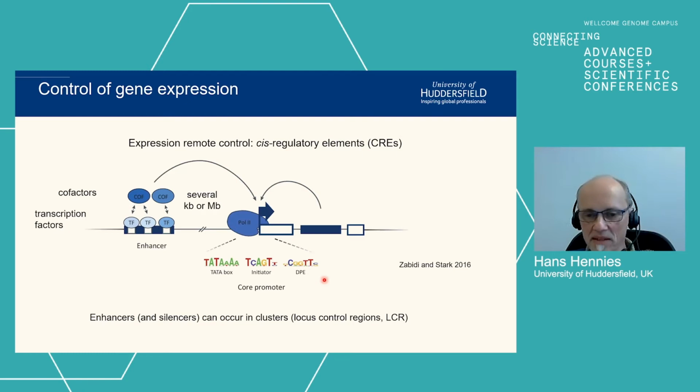This has been identified in recent years. Actually, there are clusters of other recognition sites, which are called locus control regions. And these involve enhancers or silencers, so we could have a positive or a negative control. These enhancer elements could be several kilobases or even megabases apart from the target gene. They are identified again by transcription factors, which then interact with cofactors, and all these together would lead to the activation of transcription of the target gene.